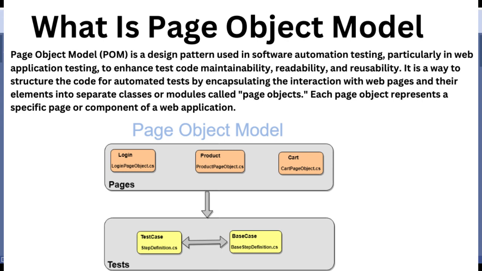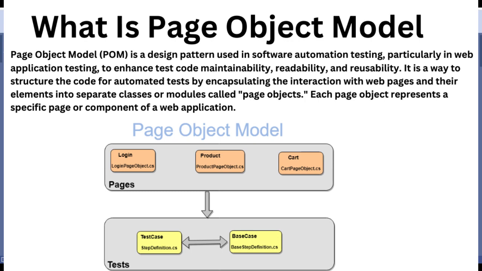That's why it's mentioned as maintainability and readability, because each page object is mapped to the corresponding web page, so if any change comes, we need to change the code only in the corresponding page object. Now, let's understand the page object in more detail, and then we will try to understand how we can implement this page object model into the existing test cases which we have written.